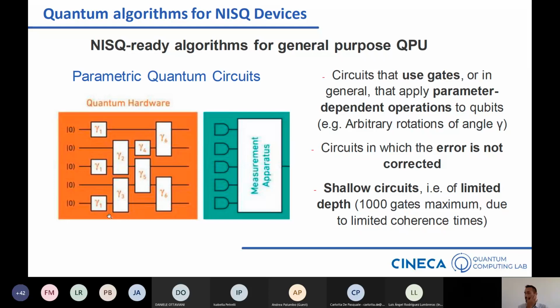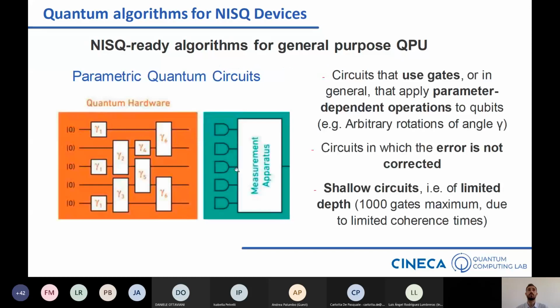But this kind of circuit alone, with random parameters, doesn't do anything in particular. The circuit, again, is not corrected, and it has limited depth because of the hardware constraint. We know that. You cannot exceed, basically, 1,000 gates, due to errors and decoherence time. And then we have the measurement part.